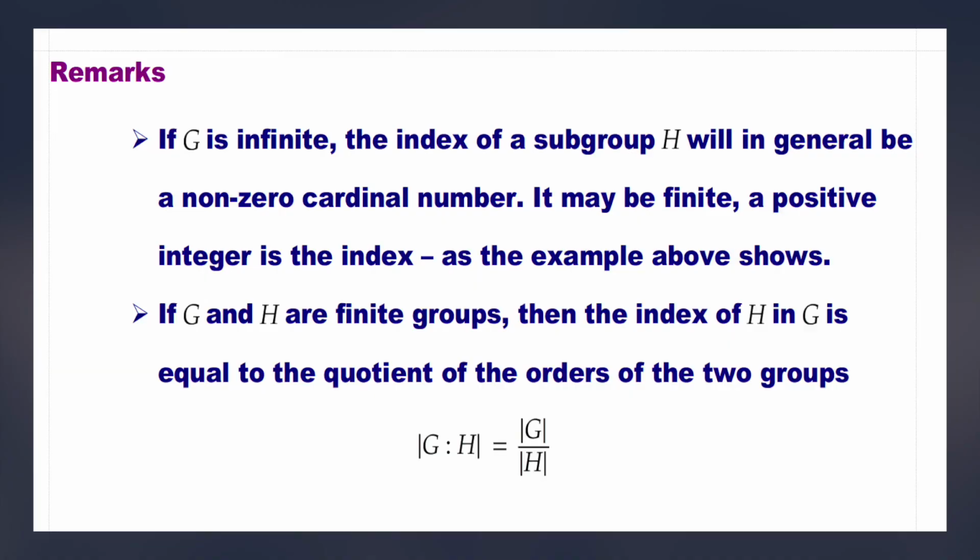Some remarks on index. If G is infinite, the index of a subgroup H will in general be a non-zero cardinal number. It may be finite, a positive integer, as the example above shows. If G and H are finite groups, then the index of H in G is equal to the quotient of the orders of the two groups. Index of H in G is equal to the cardinality of G divided by the cardinality of H.